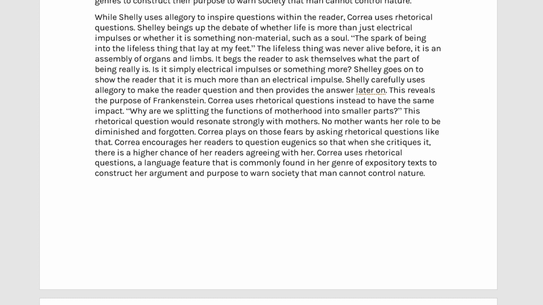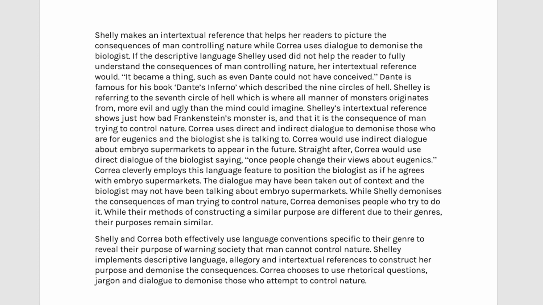Correa uses rhetorical questions, a language feature that is commonly found in a genre of expository texts, to construct an argument and purpose to warn society that man cannot control nature. Shelley makes an intertextual reference that helps her readers to picture the consequences of man controlling nature, while Correa uses dialogue to demonize the biologist.